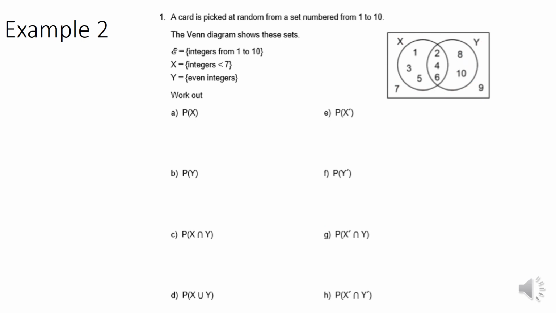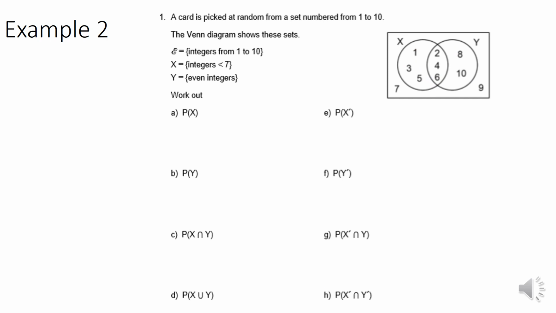So P of X union Y says anything that is in X or in Y, or in both. So shade in all of the X and the Y's, including the crossover section as well. So we've got 1, 2, 3, 4, 5, 6, 8, and 10. Okay, so we've got 1, 2, 3, 4, 5, 6, 7, 8. So that is 8/10, 4/5.